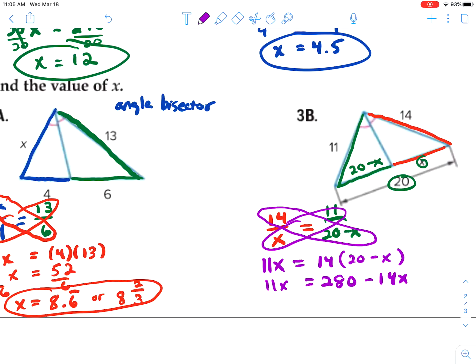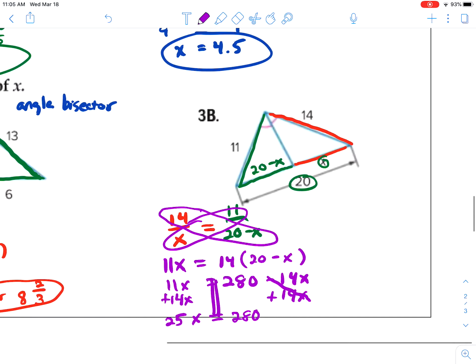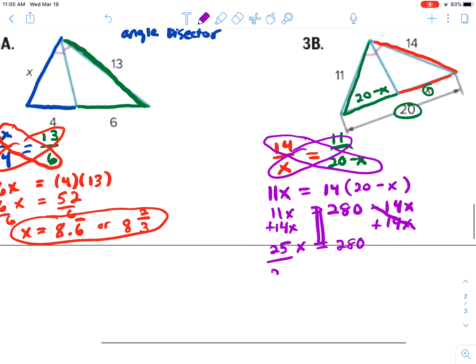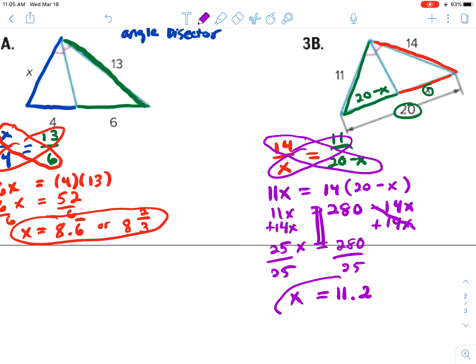And so now let's go ahead and get our x's onto the same side of the equation. So we'll add 14x. Undo it from the right side, we'll add it over to the left side. So we have 25x is equal to 280. And then dividing by 25, we get x is equal to 11.2.